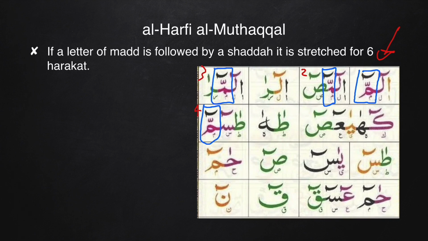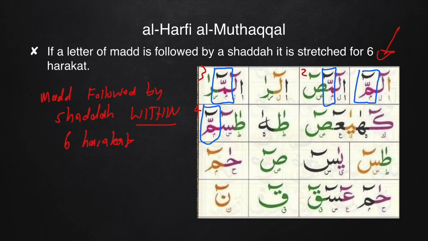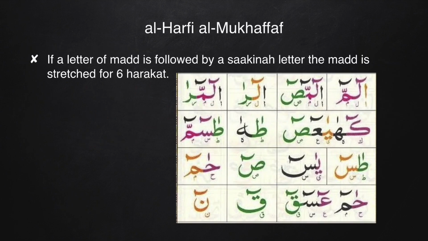So remember, if we have mad followed by shadda within the huruf muqatta'at, then we have mad for 6 harakat. And this only applies to 4 examples: alif, lam, mim, alif, lam, mim, sad, alif, lam, mim, ra, and ta, sin, mim. And now we move on to al-mad lazim harfi mukhaffaf.